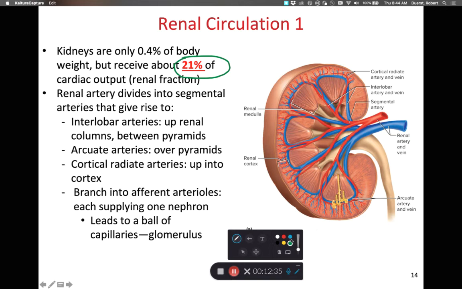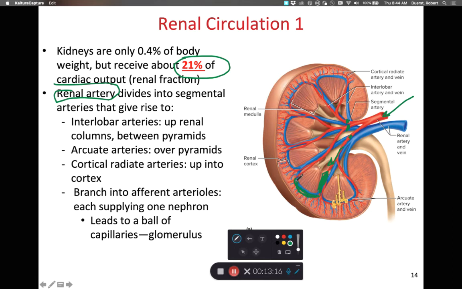So the hard part is just learning the initial names. First we have, I'll go with bright green here, the renal artery, and that renal artery is going to carry the blood to the kidney, and then it'll divide into segmental arteries. Those segmental arteries will then further divide into interlobular arteries. And those interlobular arteries are going to be within a renal column, in between the renal pyramids. From the interlobular artery, the blood changes directions, and now it's going to be going over the arc of the renal pyramid.